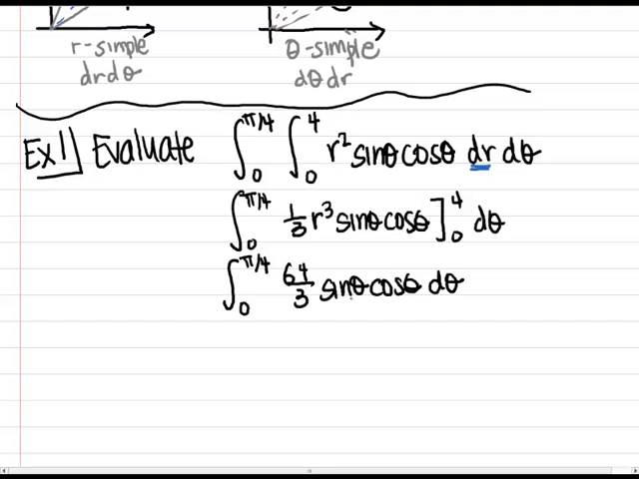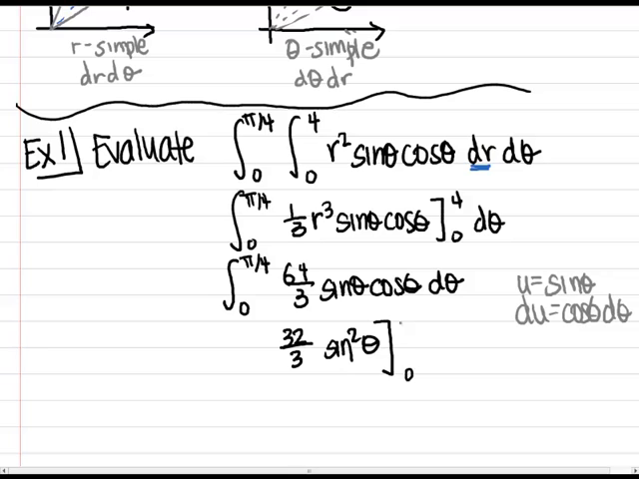And now integrating again, we can do a u substitution. So if you need to write it out, you can. u equals sine theta, du equals cosine theta d theta. Sine squared theta, because the derivative of the sine is a cosine, I need to divide by 2, so I have 32 over 3 sine squared theta from 0 to pi over 4. And plugging in my pi over 4 gives me 1 over 2 minus 0, and I have 16 over 3.